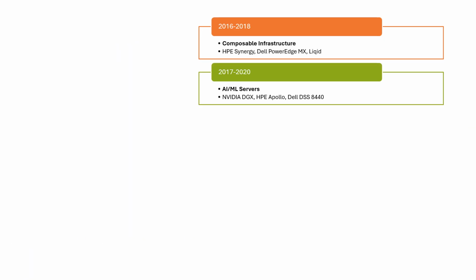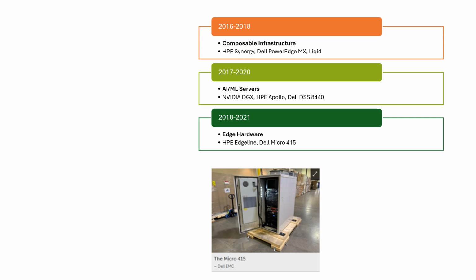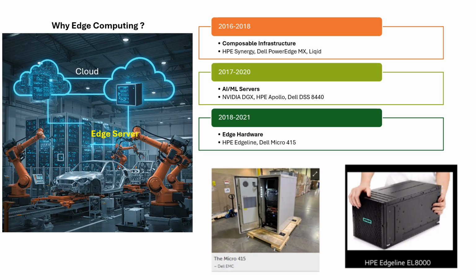As cloud pushed outward, edge computing became essential for small factories. Between 2018 and 2021, solutions like HPE Edgeline and Dell Micro 415 brought compute power closer to where data is generated, at the edge. Why edge computing?